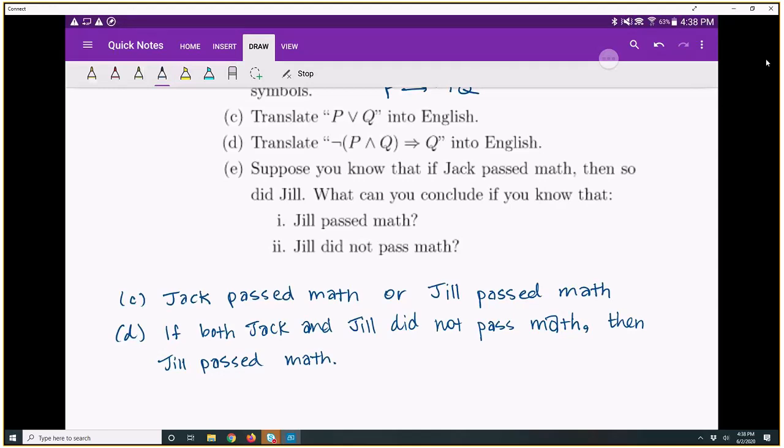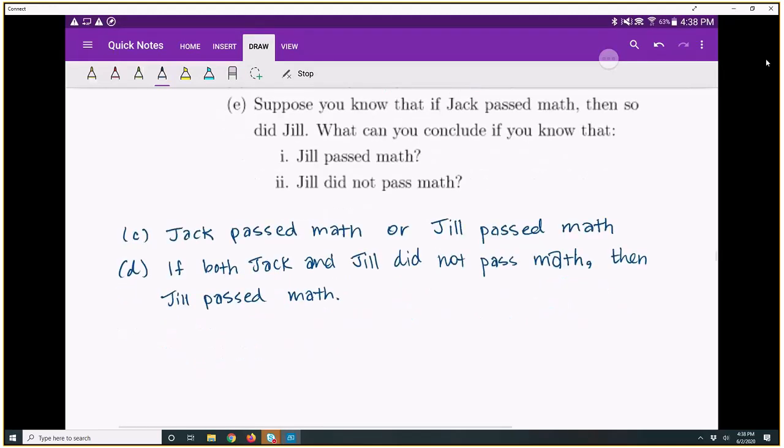And it's understood that when I say if both Jack and Jill did not pass math, that should mean both at the same time. So it could still be Jack passed or Jill passed. It doesn't mean that they both failed. Maybe to be a little more clear, we could say if Jack and Jill did not both pass math, so that it's clear what we mean.